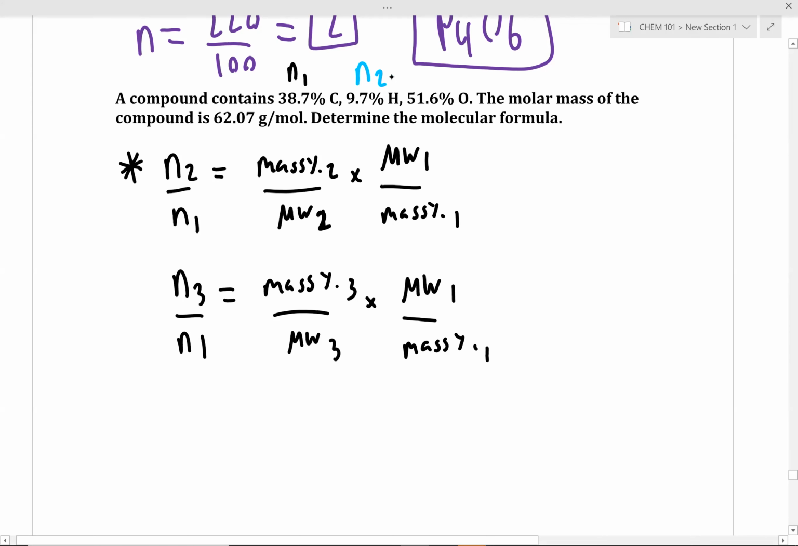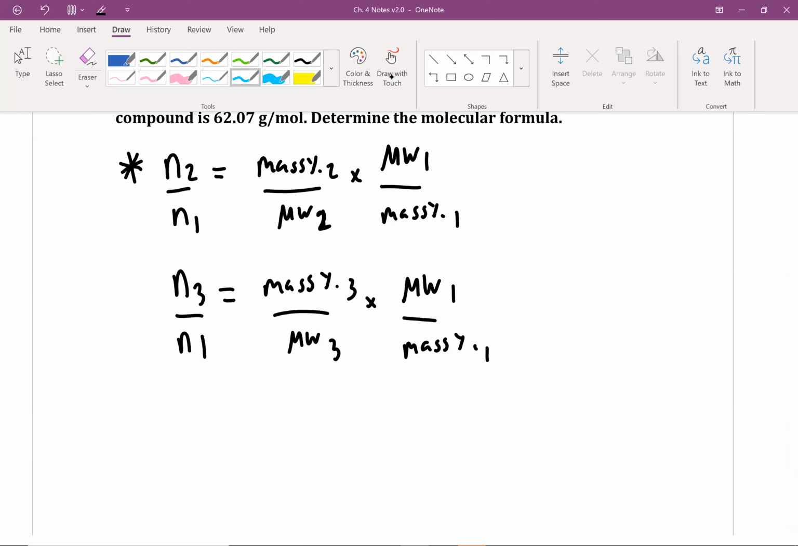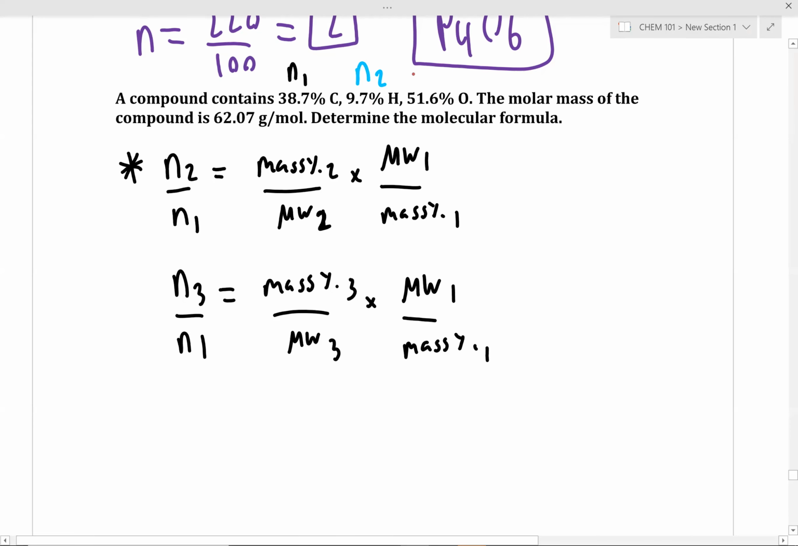Okay, and then finally, I'm going to label oxygen as N3. Okay, perfect. So I have all of my labels established. So now that I have all my labels established, what we're going to do is plug in the mass percentages and the molar masses.